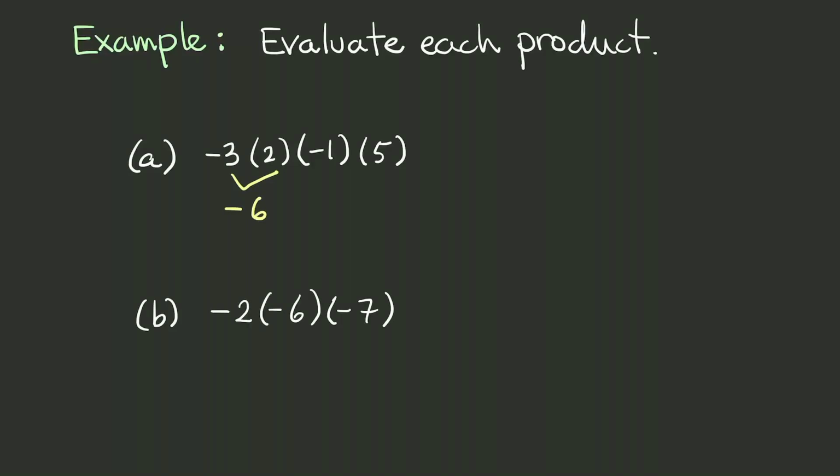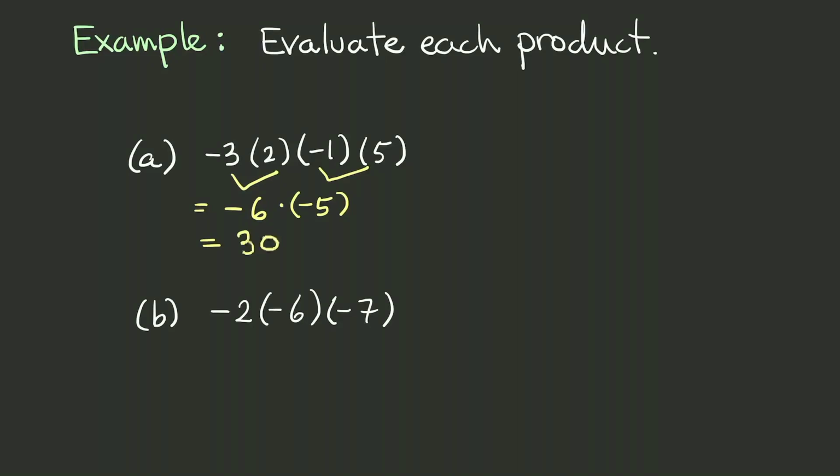Now let's multiply the second pair together. We have negative 1 times 5, and this is going to give us negative 5. So we have negative 6 times negative 5. Now when we take these two and multiply them together, that's a negative times a negative, and so this is going to give us a positive 30.